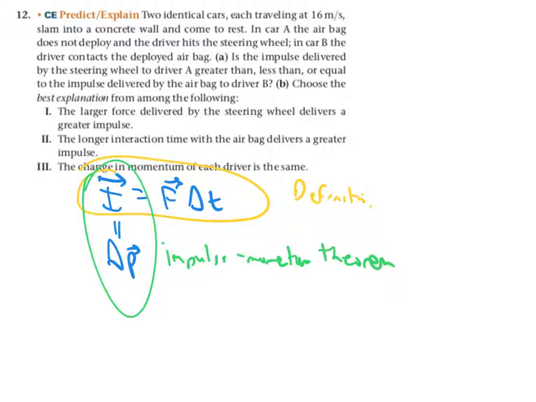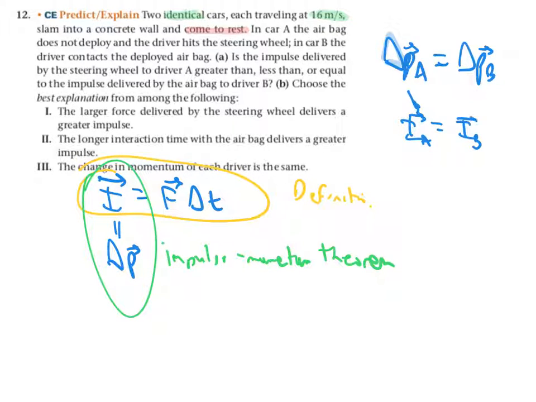So, since the cars are identical, traveling at the same speed, and then come to rest, delta P for car A is the same as delta P for car B, which implies that the impulse on car A is the same as the impulse on car B.